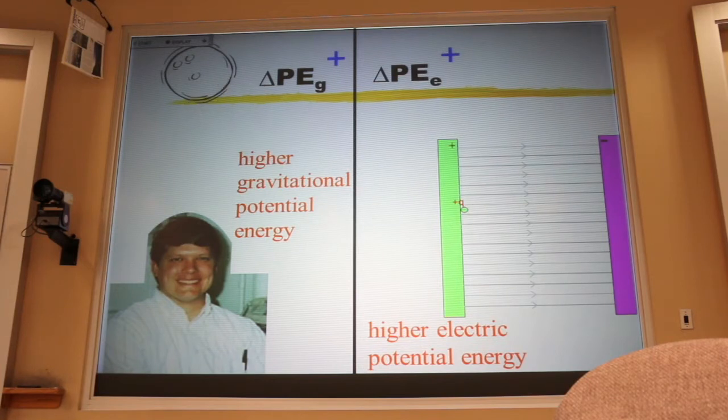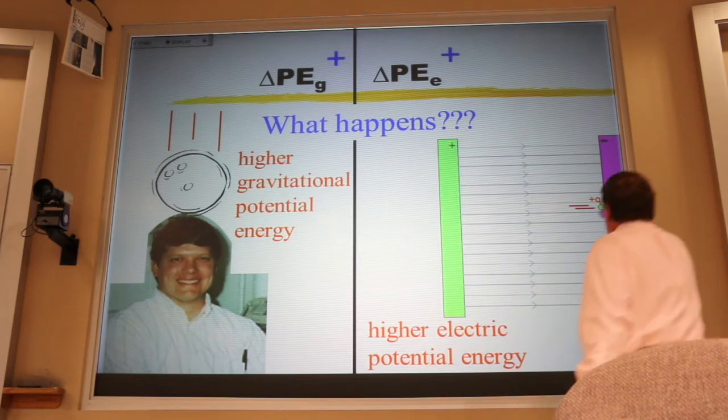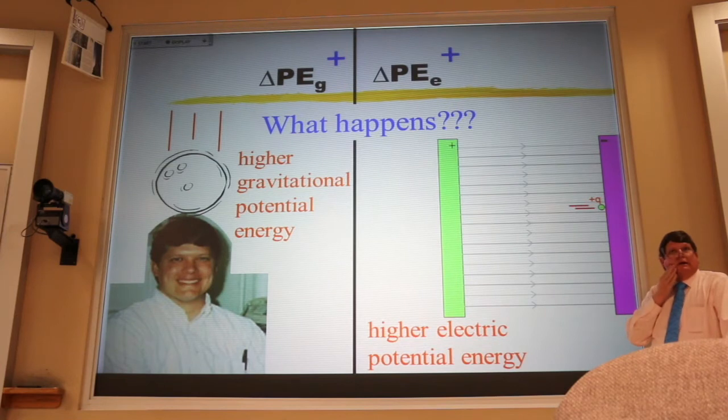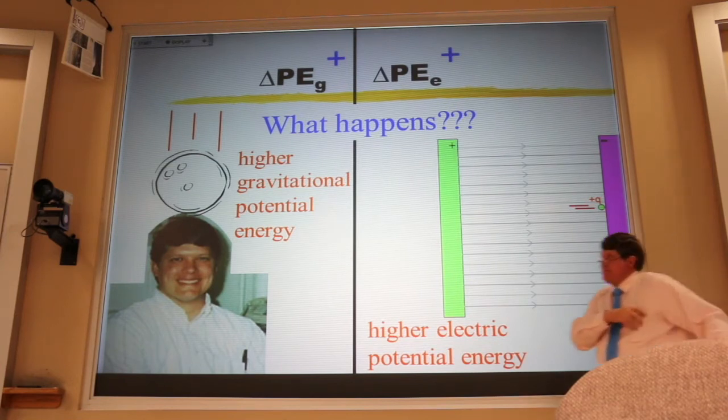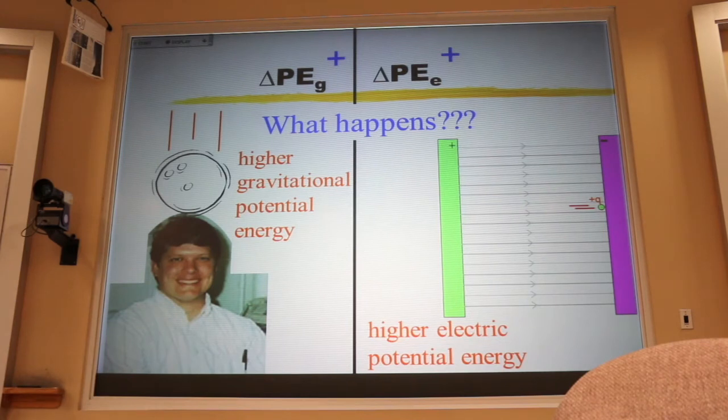Now, what happens when I let them go? When I just let them go, suddenly I find I've got kinetic energy. Okay? The bowling ball has the capacity to do damage to Greg's head. The positive charge now has capacity to do damage to this plate. They have kinetic energy. Now if I go back to this original equation here, clearly it's not the change in kinetic energy that's zero now.